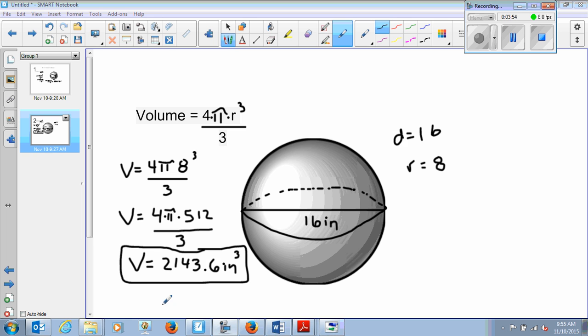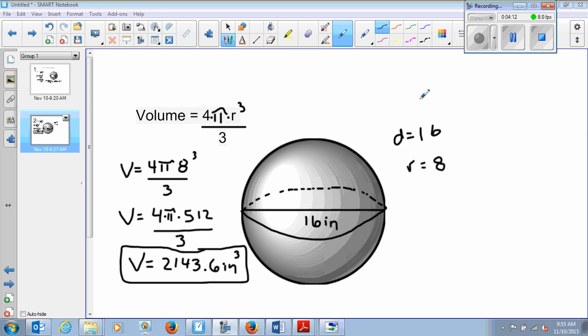Okay, so after multiplying, I did 4 times 3.14 times 512. I hit equals, and then I divided by 3. I was left with a volume of 2,143.6 inches cubed. Try to remember this for the next upcoming stuff that we have.